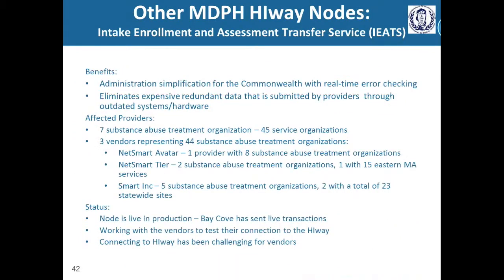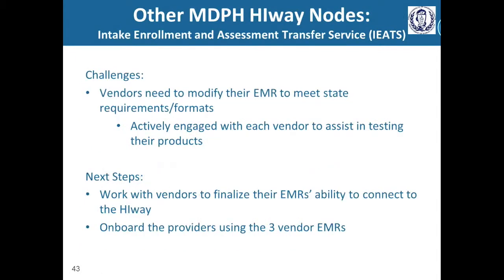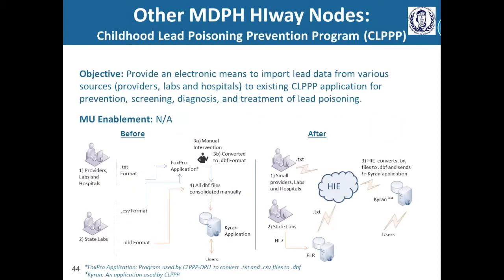I think that the node is live in production. There are 7 substance abuse treatment organizations representing 45 services that are eligible to do this. There are 3 vendors who are engaged with the HIway, and there have been challenges, I think, for vendors to connect with the HIway, but it's on its way. The same challenges: it's about getting different systems in sync with each other. And the next steps are to onboard the vendors onto the HIway.